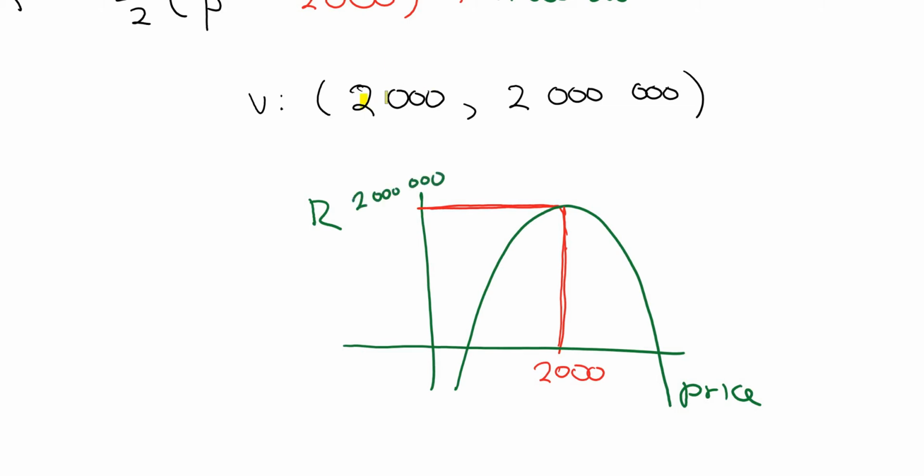Okay, so this 2,000 is that guy right there. And this 2 million is the max revenue, which is right there. Okay, so hopefully that made sense. Lots of different words in that problem, but it was a very simple question where you just had to find the vertex.